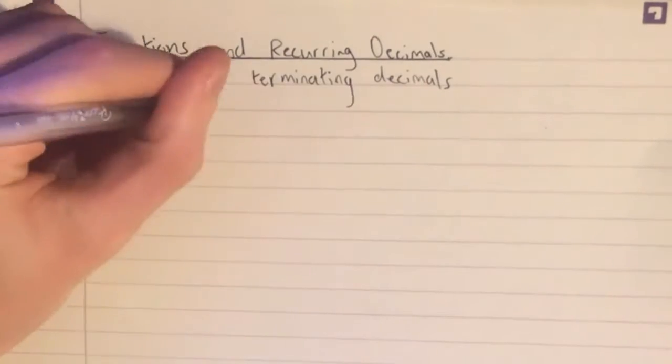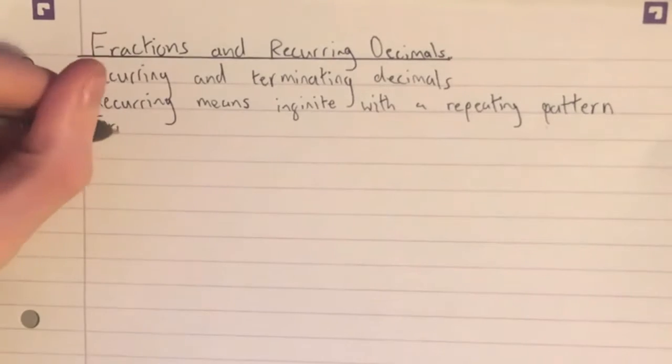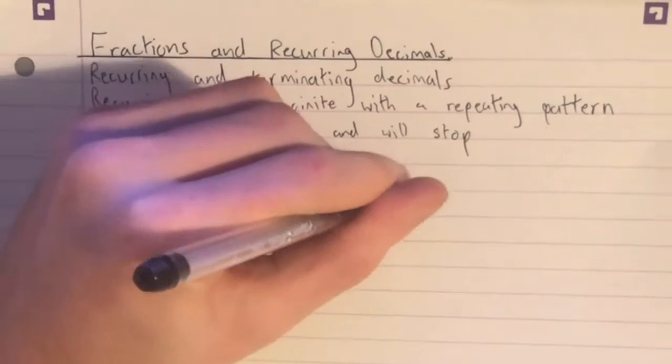Recurring means it is infinite and has a repeating pattern. Terminating is a decimal that ends. Now I will show you how to get a recurring decimal into a fraction.